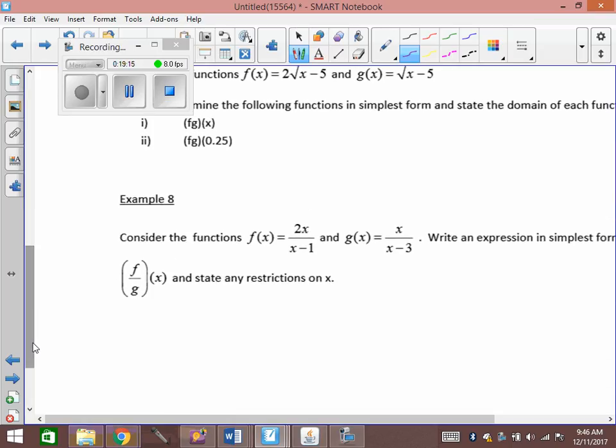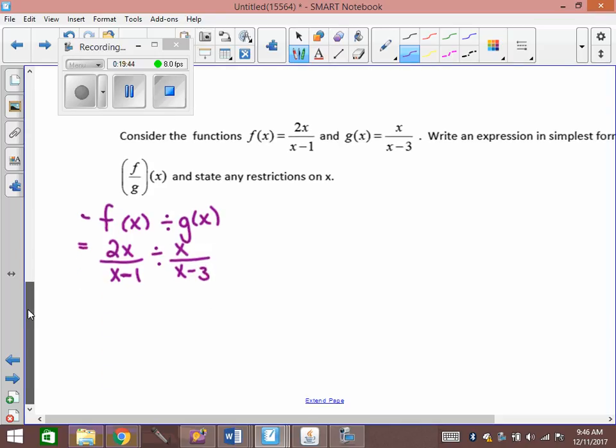So if you do rationals like this, it's f divided by g. But if you do it this way, because it's a fraction, what do I always tell you to do? Write them out sideways. So it'll be f of x divided by g of x. So it's actually 2x over x minus 1 divided by x over x minus 3. So this is using rationals from grade 11. Invert and multiply what you're dividing by, so multiply by the reciprocal.